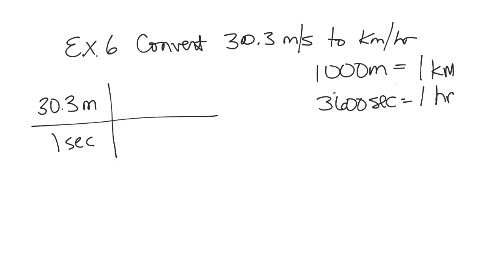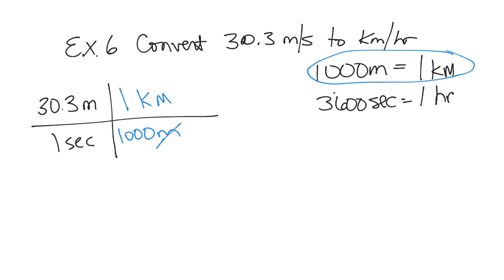So we're going to do this, since I've written the first one first, we're going to do this one first. So we're going to put our 1,000 meters at the bottom and our 1 kilometer at the top. That way we can get rid of the meters. Okay. Now we're going to do a second one, and we're going to look at the seconds this time. So we're going to put 3,600 seconds on top and 1 hour on bottom. And that way our seconds cancel.